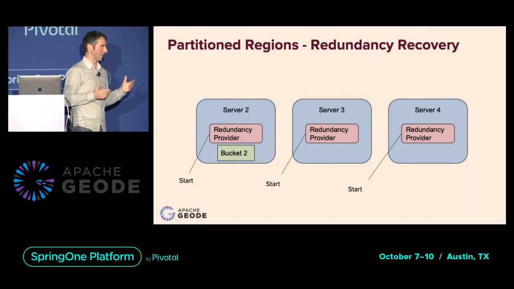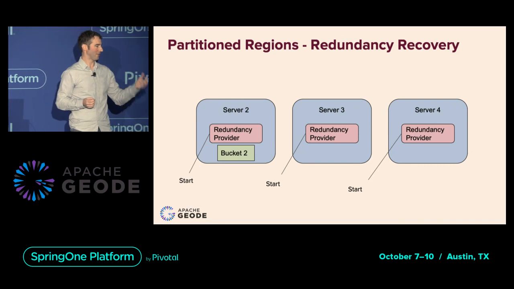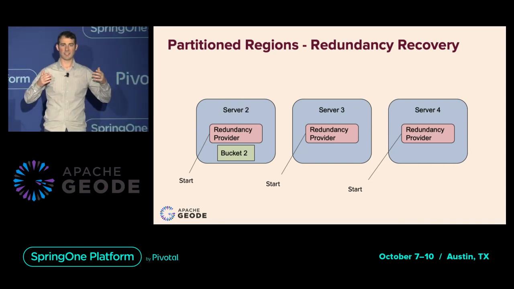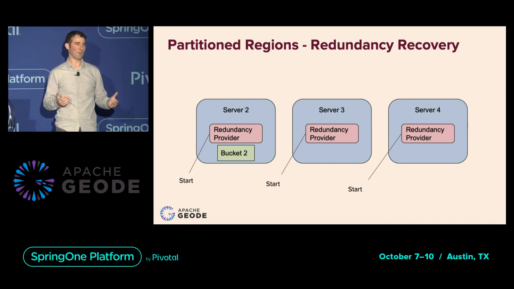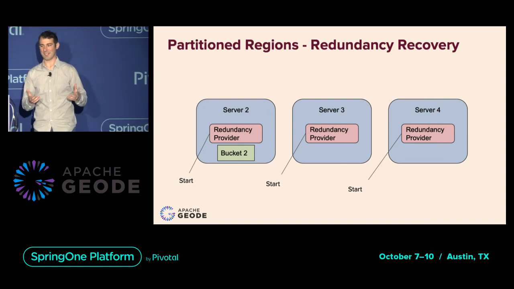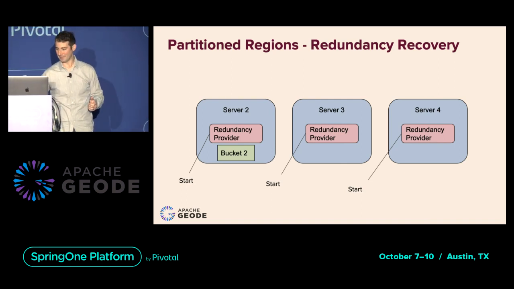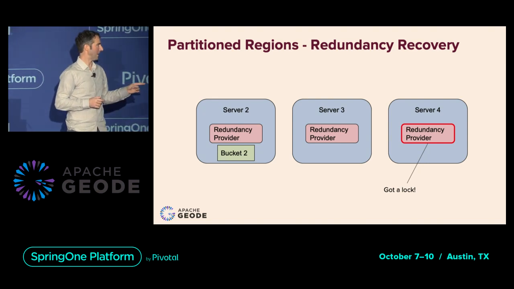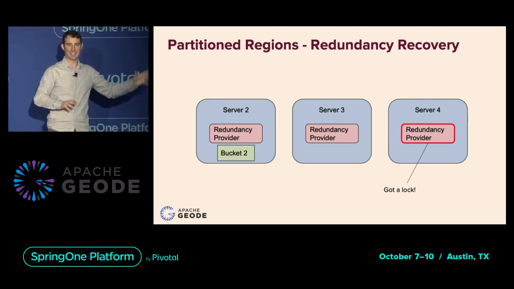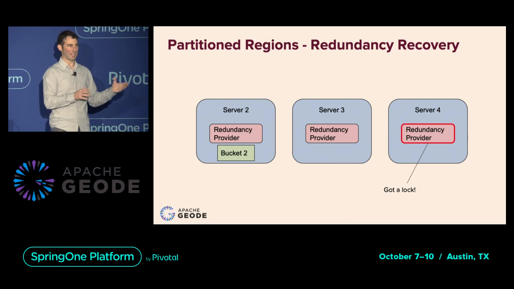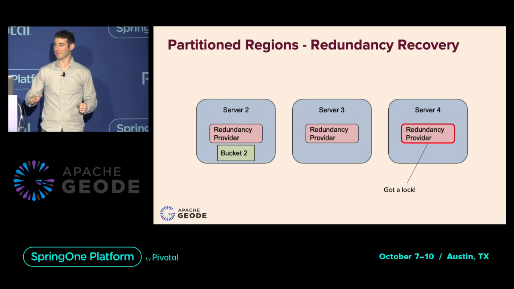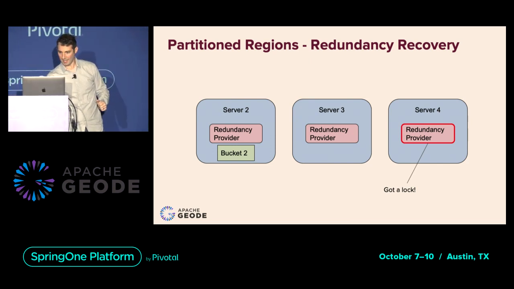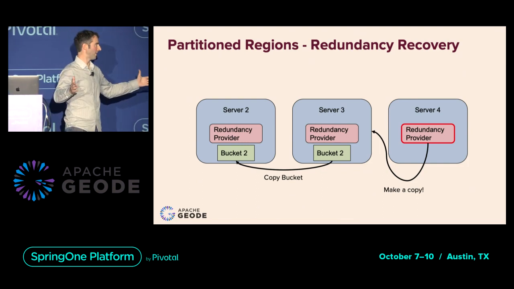Initially, when there's a failure, we have this component called a redundancy provider, and it's going to kick off on all of the servers at once. Everybody's going to try to do redundancy recovery. But one of those servers is going to get a distributed lock, and that's going to prevent the other servers from doing anything for the time being. And then it will go and tell all the other servers what to do.